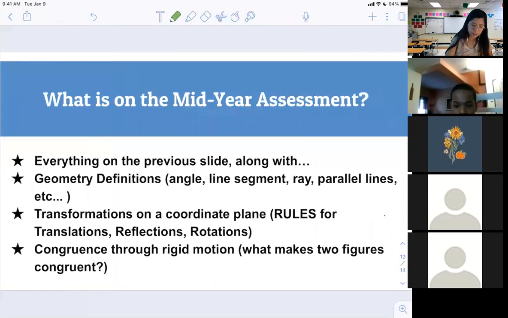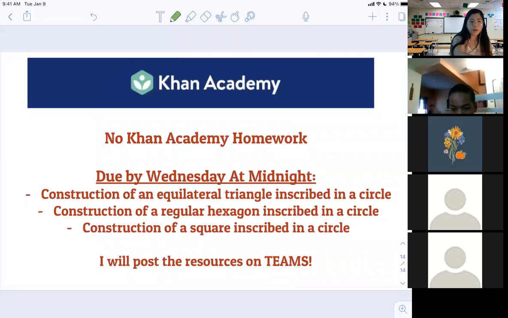All right, and we went over this. Okay, so there will not be Khan Academy homework. However, there is one assignment due by Wednesday, tomorrow at midnight. You are responsible for 3 constructions. Do them all on one page and just take a picture of the whole page. So an equilateral triangle inscribed in a circle, regular hexagon inscribed in a circle, and square inscribed in a circle. I will post all the resources and videos on Teams, so you can use them. But again, no Khan Academy, just this by Wednesday at midnight.